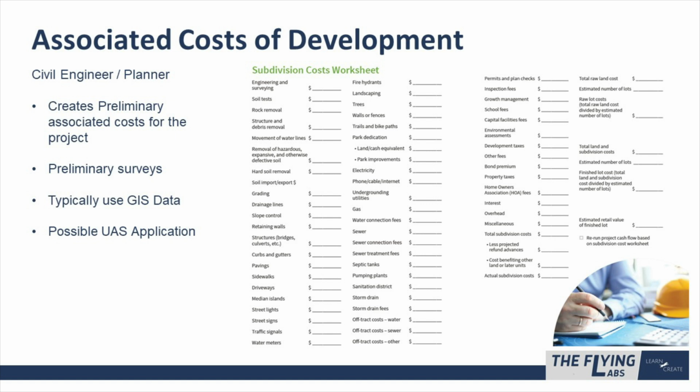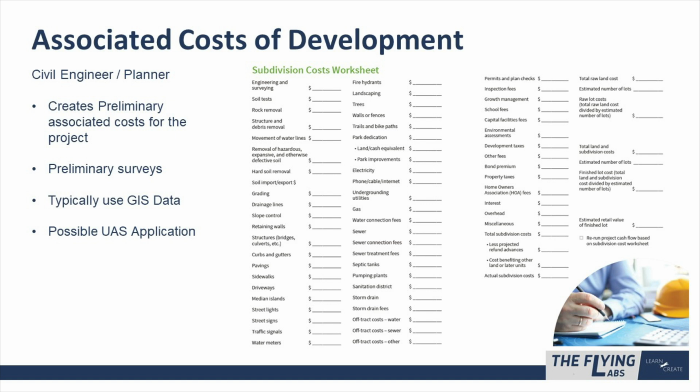Something else to consider is that there's an associated cost of development. When you're developing a piece of property, you want to sell that piece of property, and you want to make sure that you're going to make money on it. That's the whole point of developing property. And usually what happens is the engineer goes through a checklist. If you look at this checklist here, this worksheet, you'll see that there's a lot of different parts and pieces. So if you look at removal of hazardous materials, or hard soil removal or rock removal, grading, drainage, slope control, retaining walls, all those things are factored in when they're doing a preliminary plan.